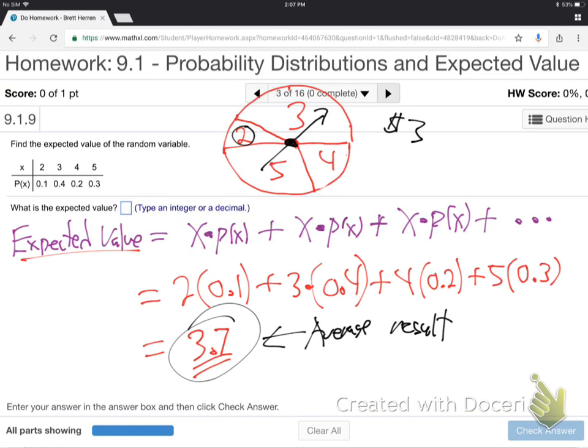So 1,000 spins at 70 cents a spin, how much money is that? If you spin this thing 1,000 times, 1,000 times 70 cents profit, because you paid $3 and you made 3.7 on average, so you made 70 cents.